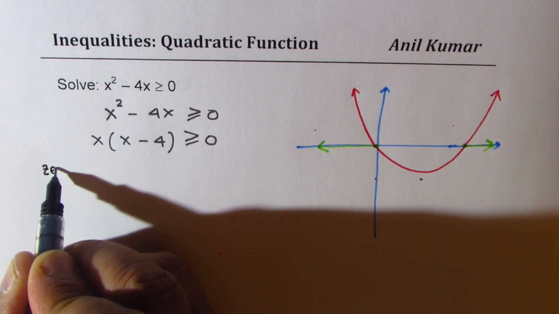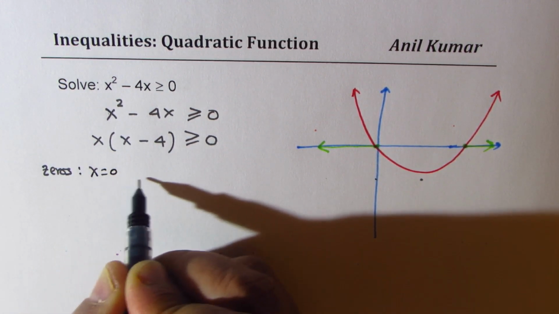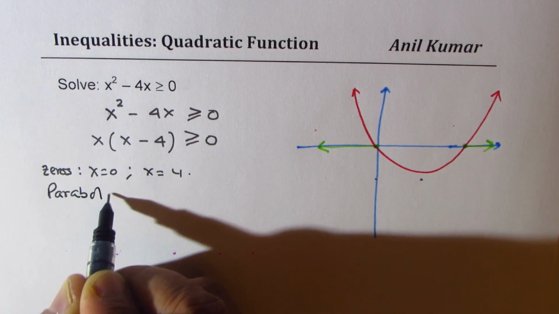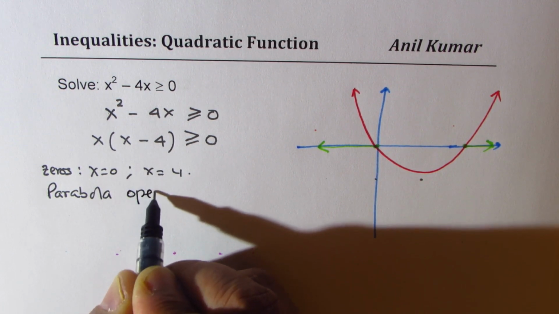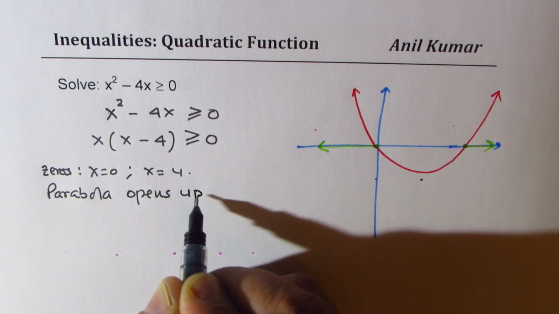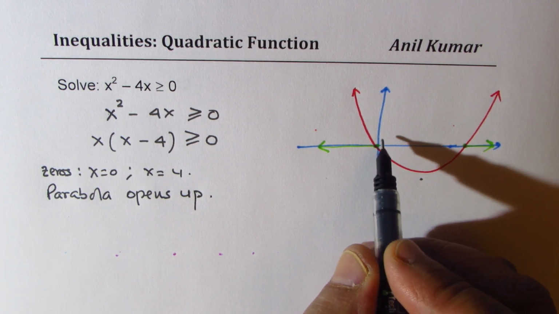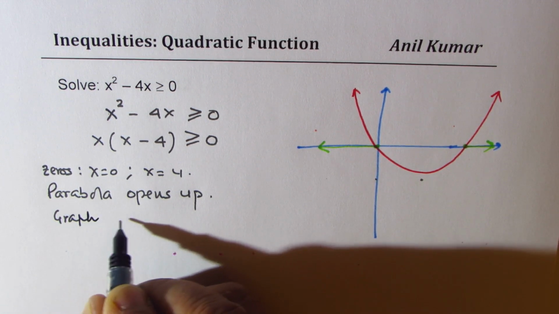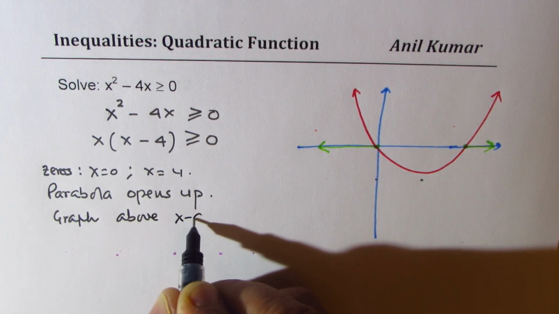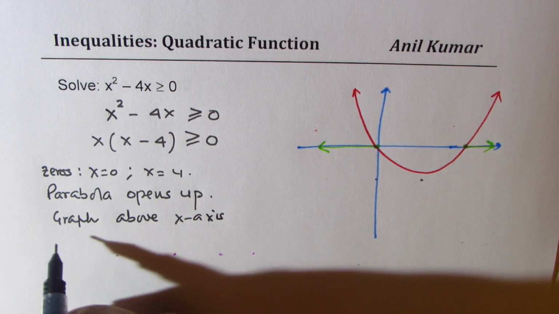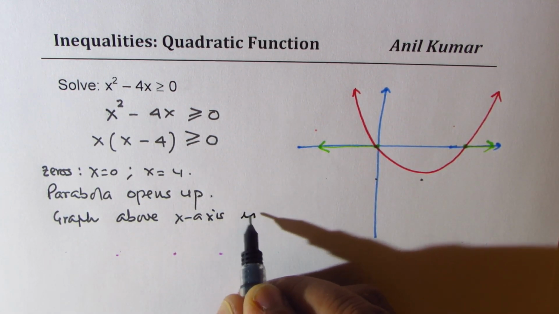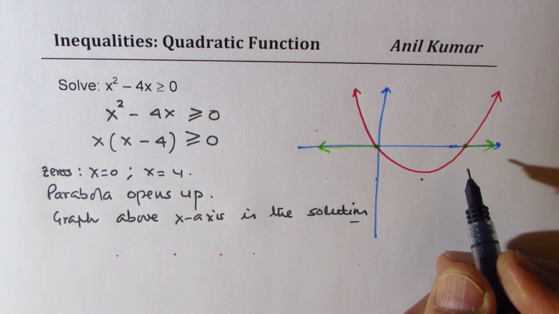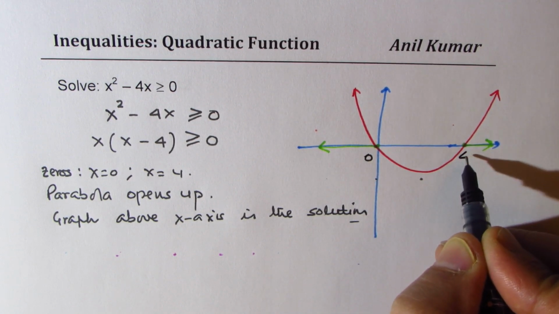So we know that zeros are at x equals 0 and x equals 4. So that gives you a parabola which opens up as shown here, right? So the region where the parabola is above the x-axis, so the graph above the x-axis, is the solution. I hope that makes sense, right? So these points are 0 and 4.